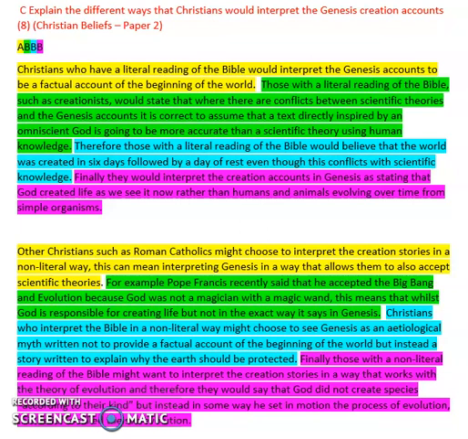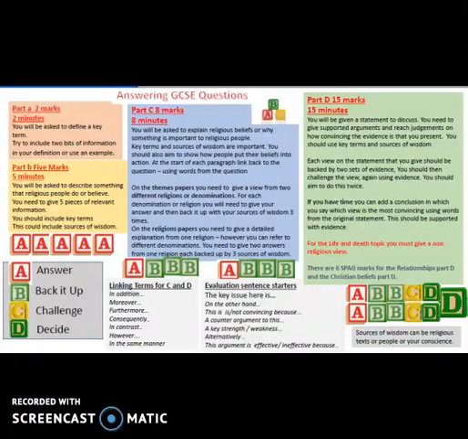Before I talk you through my answer, I'm just going to remind you of the structure that we suggest that you use during your exam, the ABCD structure. This is the structure that all students have in their books, and we also tweet daily when we tweet exam questions, and we're interested in the Part C questions. Remember that ABCD stands for answer, back it up, challenge and decide. On a Part C question, you're just doing the answer and back it up.